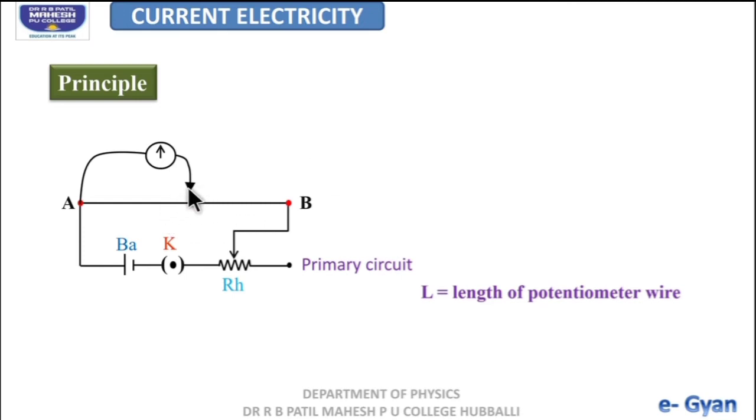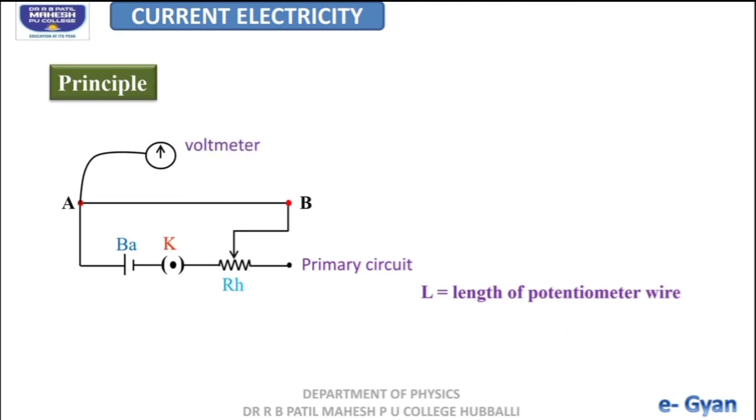For example, if this sliding contact is placed at this point, reading in the voltmeter will be 0. When this is placed somewhere here, we get some reading, and there is a length between these two. And if the same sliding contact is placed somewhere here, the reading increases, and the length of the wire also increases. And as we increase the length of the wire between two points, the reading in the voltmeter also increases. By this, we can give the statement for the working principle of potentiometer.